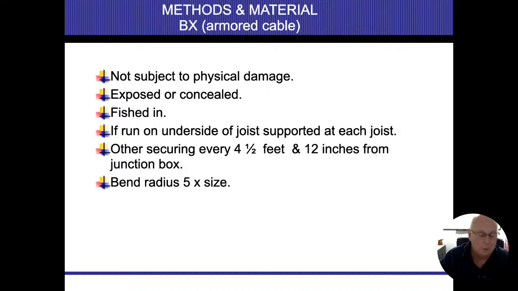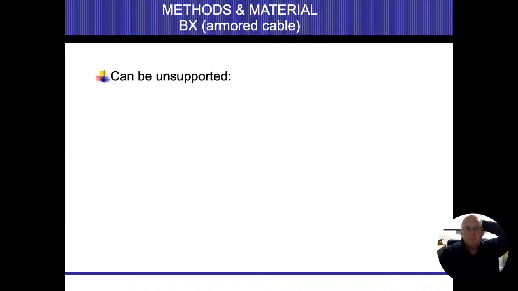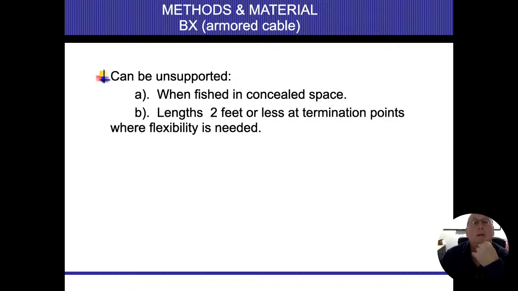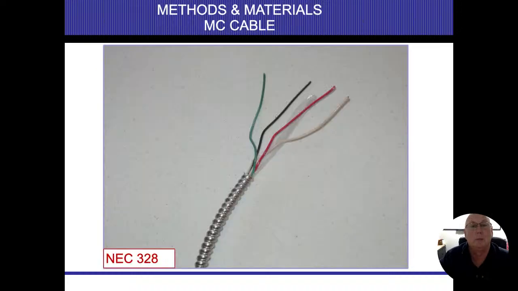Whatever the thickness is determines how fast I can bend it, but quite frankly, if you bend these things too much, they're just going to start breaking and coming apart. BX, what else we got here? It can be unsupported if it's laying loose on top of stuff or running behind a wall, or in lengths of 2 feet or less at termination points where flexibility is needed. This is where we were talking about those can lights in drop ceilings or fluorescent lights. Anything where I need to be able to remove something and move it around. And really, 6 feet is our magic number that I want to be aware of.